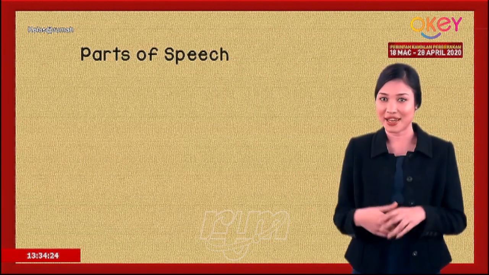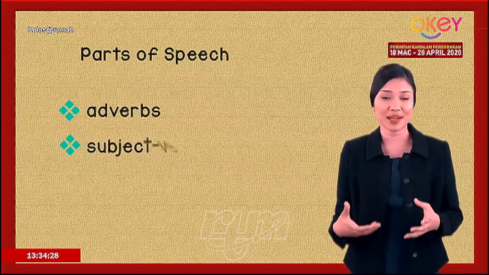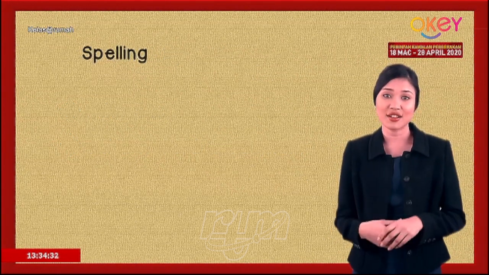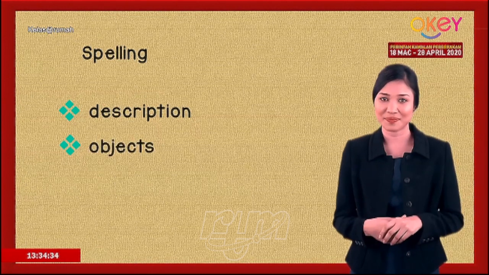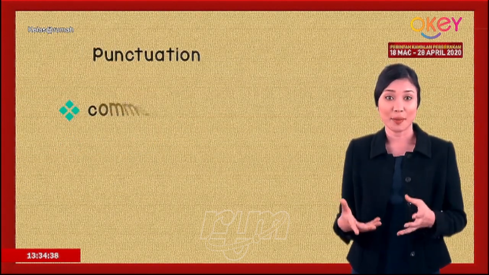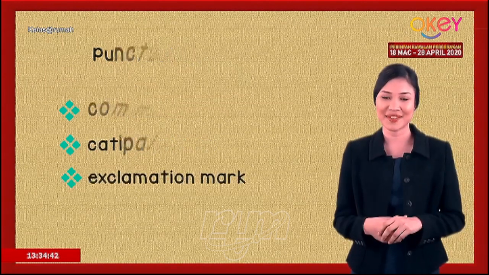So for parts of speech, we will be paying extra attention to adverbs and subject-verb agreement. For spelling, we will be focusing on description and objects. Finally, for punctuation, we will be focusing on commas, capital letters, and the exclamation mark.